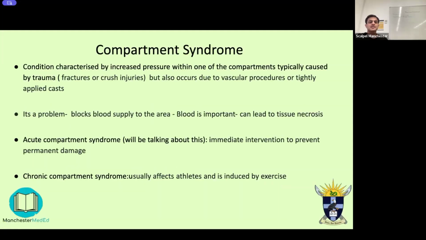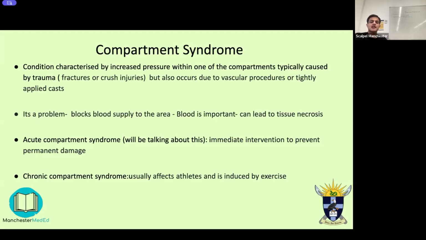So compartment syndrome. So this is a condition characterized by increased pressure within one of the compartments, and it's typically caused by trauma, but also can occur due to vascular procedures. So what I mean by vascular procedures is sometimes you get revascularization of an area, and so that sudden blood flow to an area can cause an increase of pressure, and that's what can cause the compartment syndrome. And also tightly applied casts. So these are all things you should look for in an exam question, maybe suspect compartment syndrome. So it's a big problem because it blocks blood supply to the area. You've got increased pressure, you're going to stop blood coming into the area.